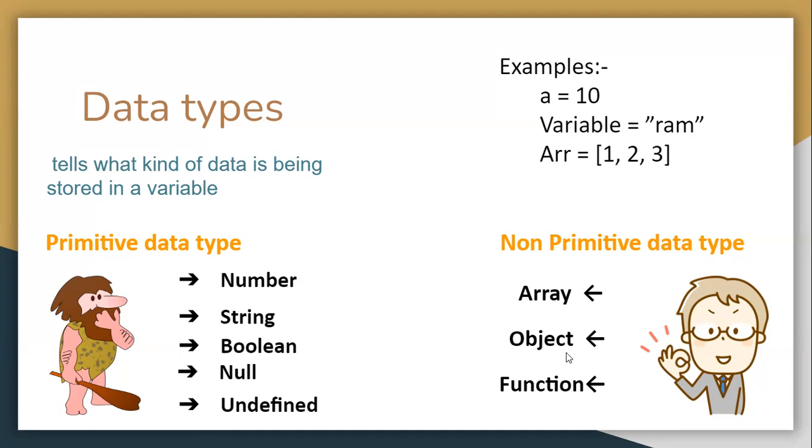Now what is an object? Everyone around us is an object. Yes, it is an object. For example, your bike.